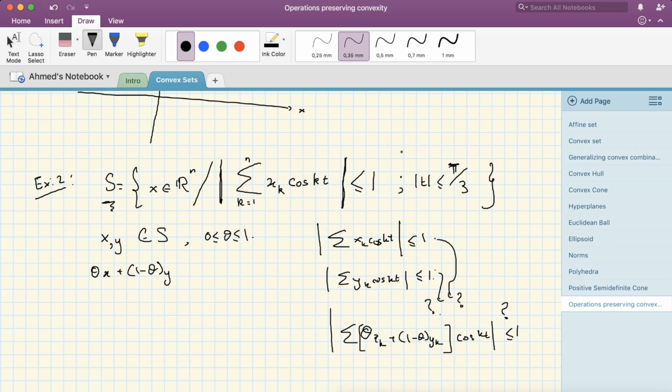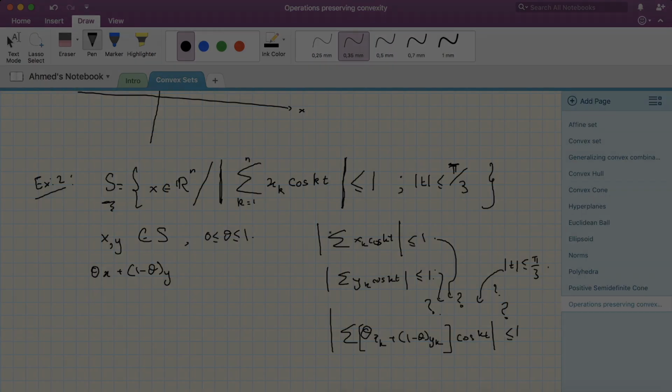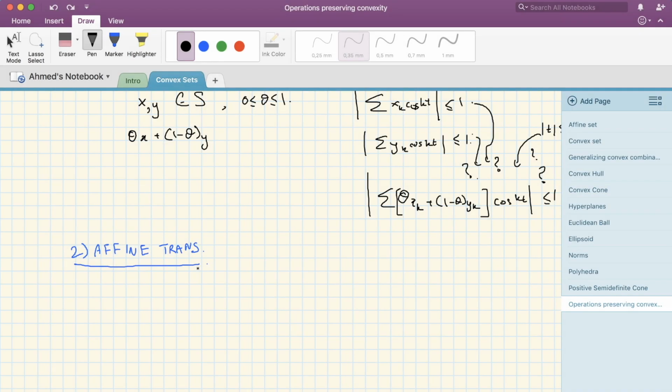Also, again, given that t is less than pi over 3. It's not that straightforward, huh? This is not an easy thing to do, but it's really easy to prove it using intersection. I'm not going to do it here, but you can see that this is an intersection of convex sets. Okay, so that's it for intersection of convex sets.